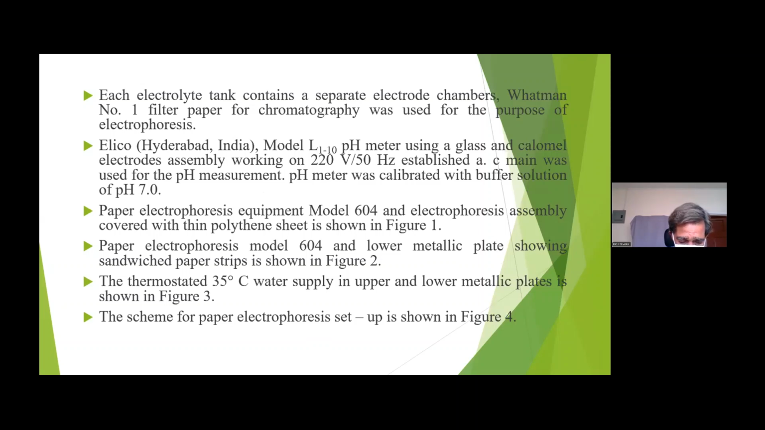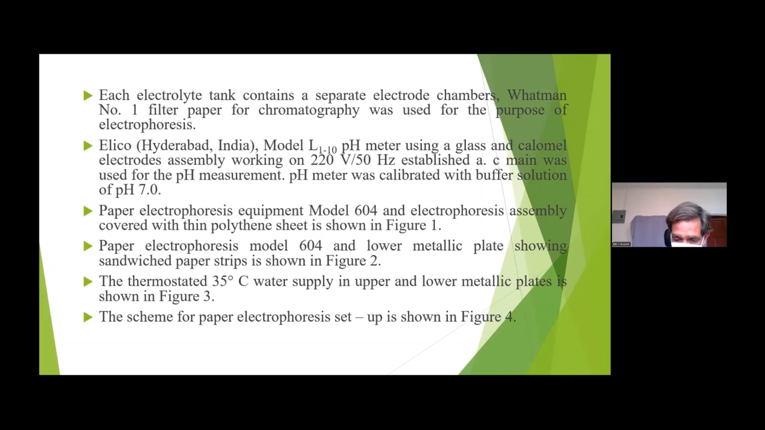Each electrolyte tank contains a separate electrode chamber. Whatman number 1 filter paper for chromatography was used for the purpose of electrophoresis. An IDCO Hyderabad India model EL-10 pH meter, using a glass and aluminum electrode assembly working on 220 volt, 50 Hz stabilized mains, was used for pH measurements. The pH meter was calibrated with buffer solution of pH 7.0. Paper electrophoresis equipment model 604.